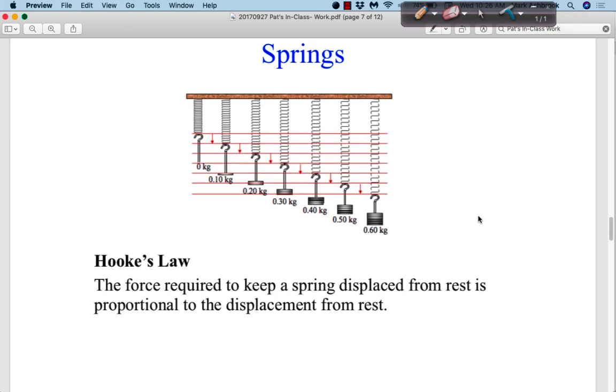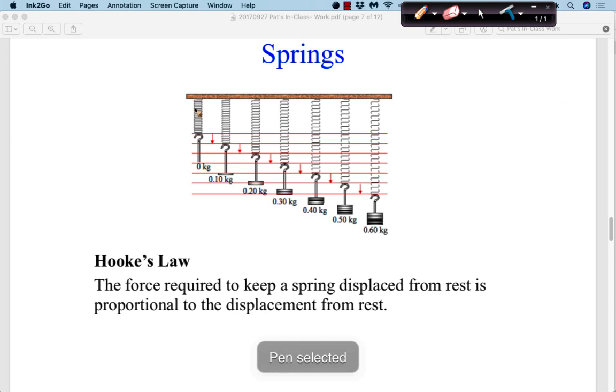So springs are governed by Hooke's law. Hooke's law says the force required to keep a spring displaced from rest is proportional to the displacement from rest. By displacement from rest, we mean unstretched length. This is showing the spring being stretched by a weight, but it could be horizontal also. It doesn't have to be vertical.